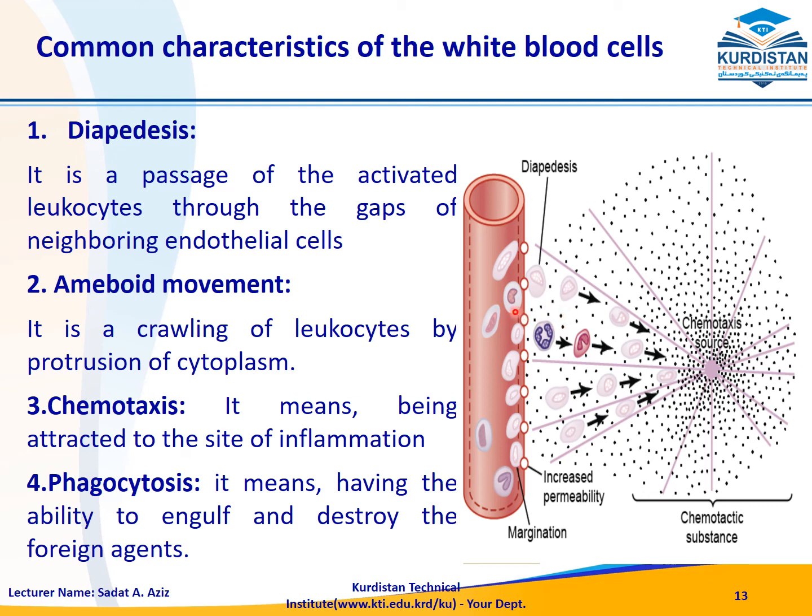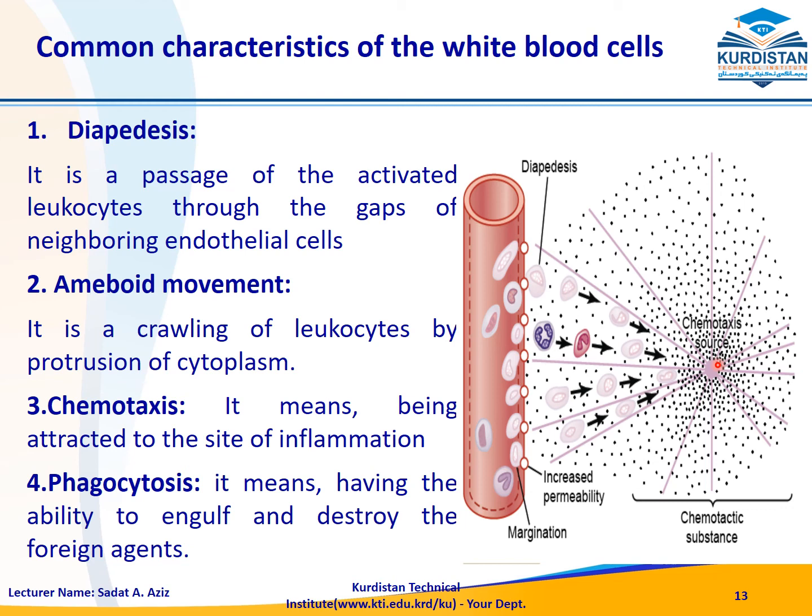This property makes the white blood cell movable in between the different compartments of the connective tissues or within the connective tissues. Another property of the leukocyte is called chemotaxis. Chemotaxis means being attracted to the site of inflammation. So the leukocyte has a property which can be attracted to the site of inflammation or an injury.